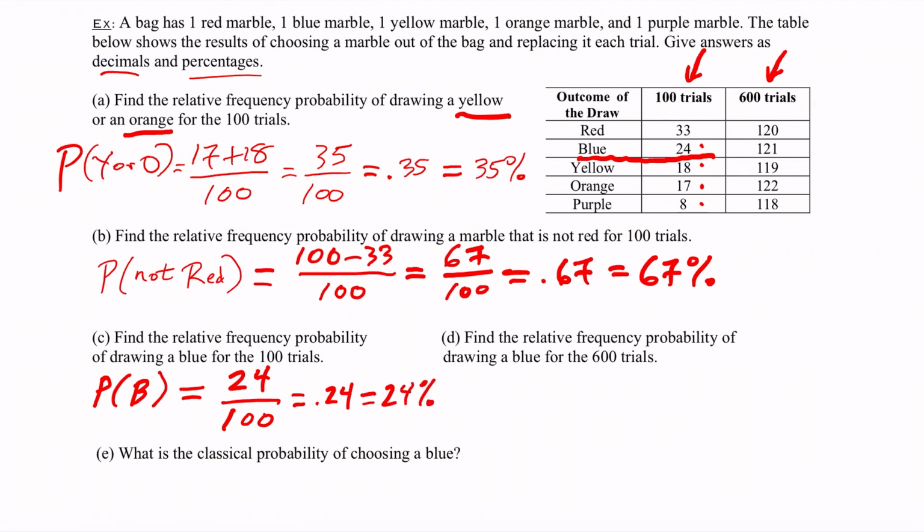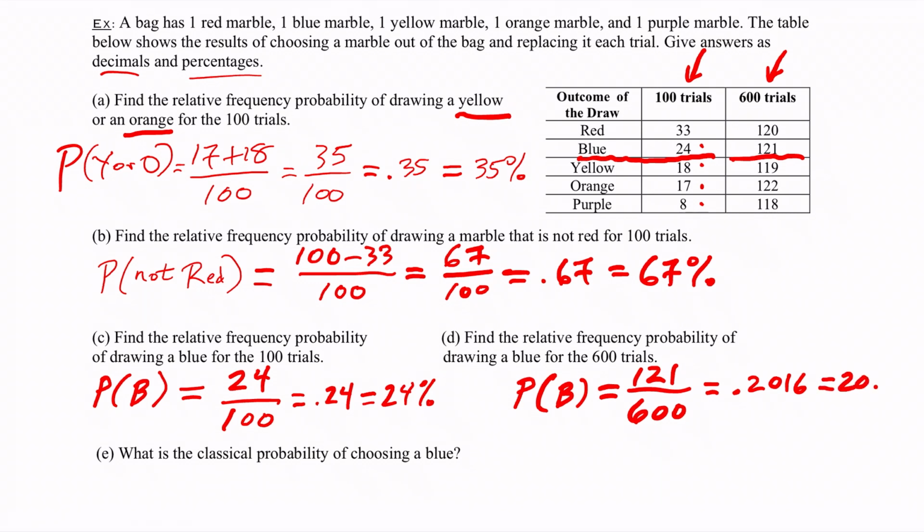In the case when I am drawing a blue in the 600 trials, so find the relative frequency probability of drawing a blue for 600 trials. Well, now we're going to use a different piece of data, which is that we had 121 blues that were pulled in the 600 trials. So that would be 121 out of 600. And here as a decimal would be 0.2016, or 20.16%.